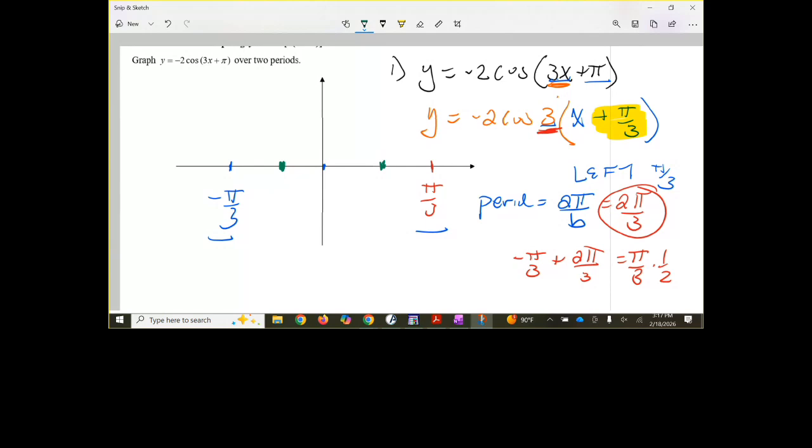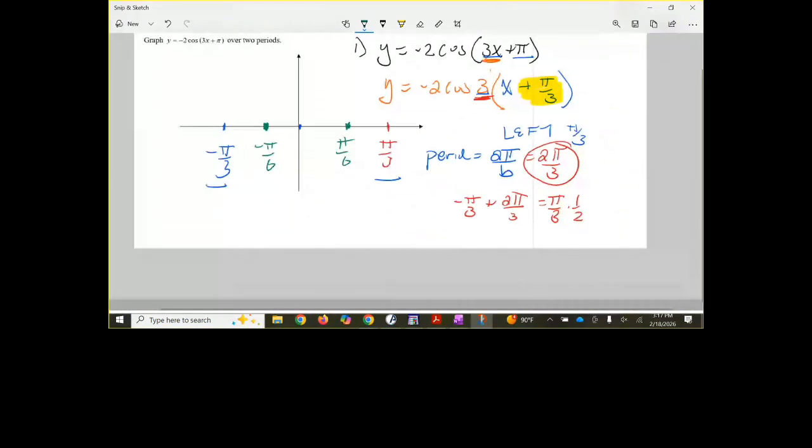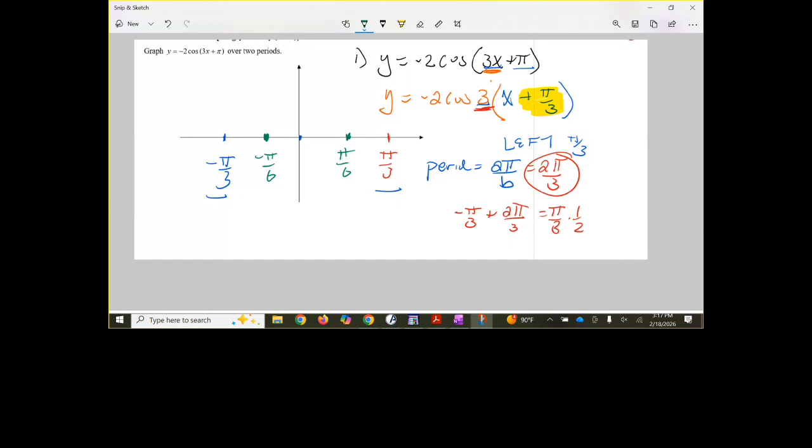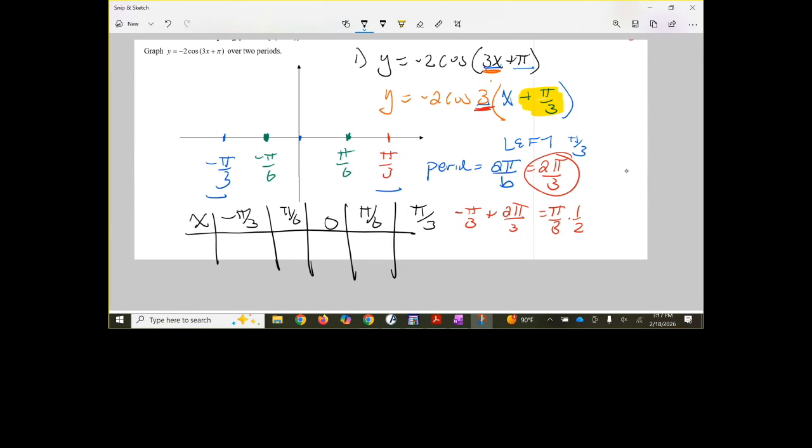Okay, let's do this, y'all. Pi over 6, negative pi over 6, right? Okay, y'all, we're going to play a game now. Boom. We're going to come back here. We're going to make a table. Okay. Negative pi over 3, pi over 6, 0, pi over 6, pi over 3.